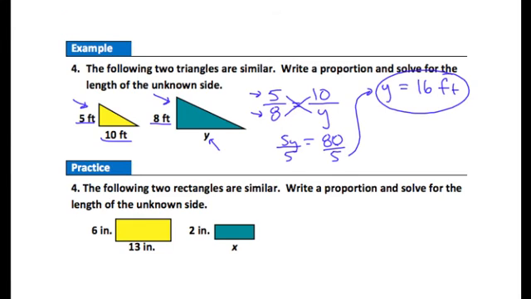Now it's time to check your understanding of solving for an unknown length in a similar figure. Pause your video player and answer practice question 4. When you're done, hit play to see how you did.